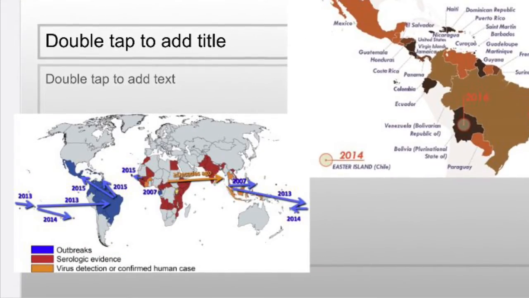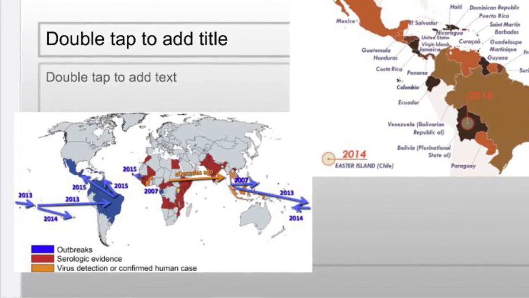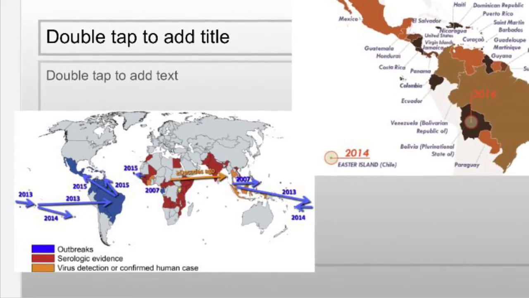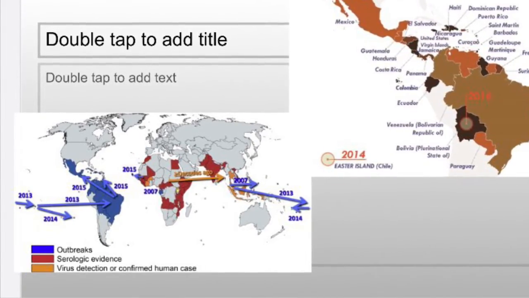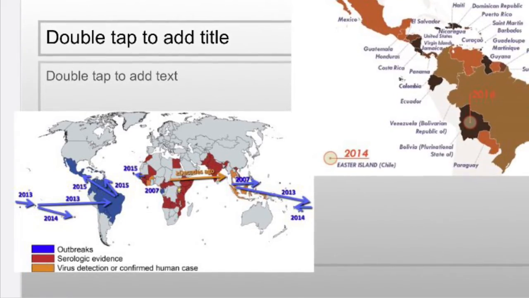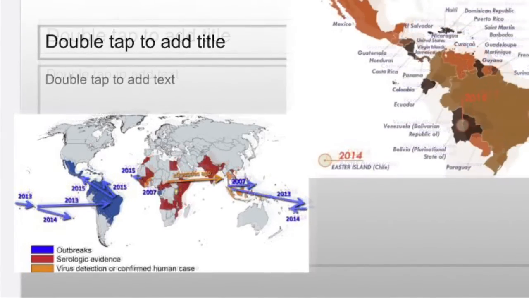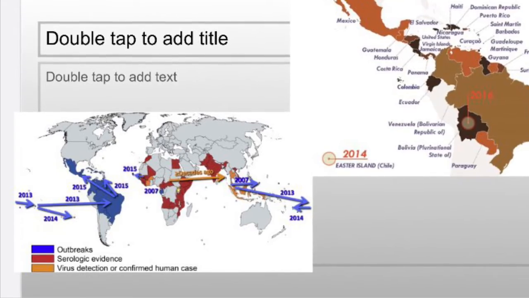In this slide, I put two maps, one that shows just South America, where outbreaks happened in South America, and the other one shows outbreaks all over the world and the year that they happened.